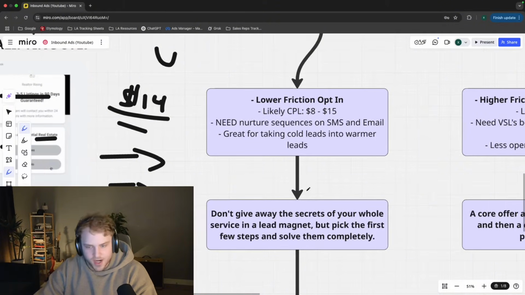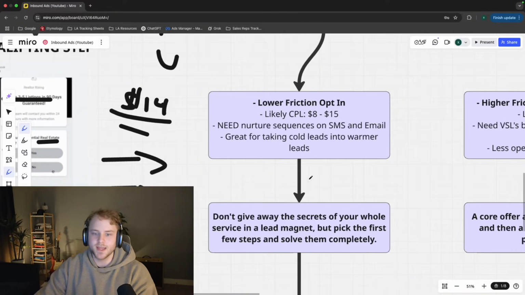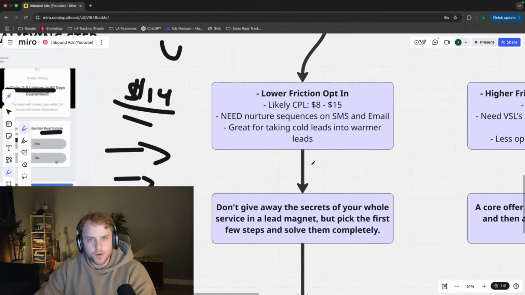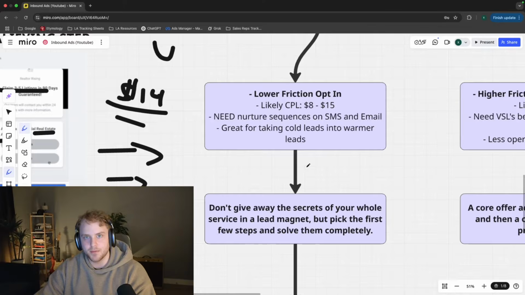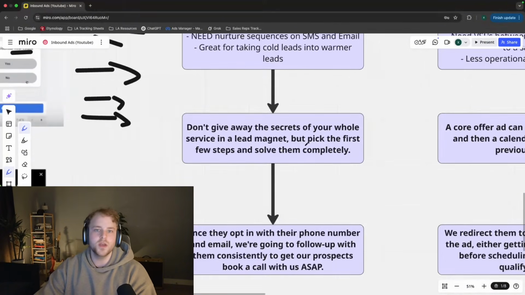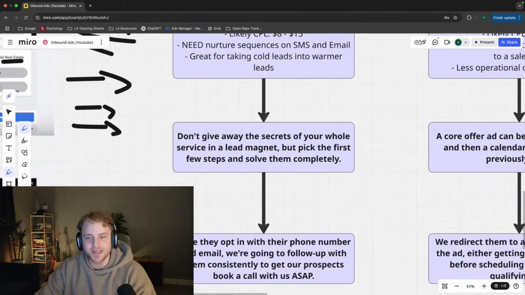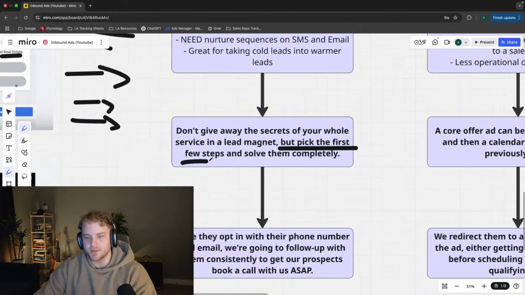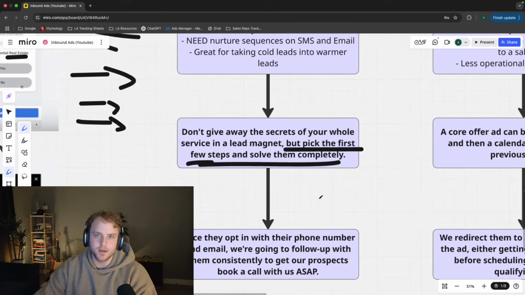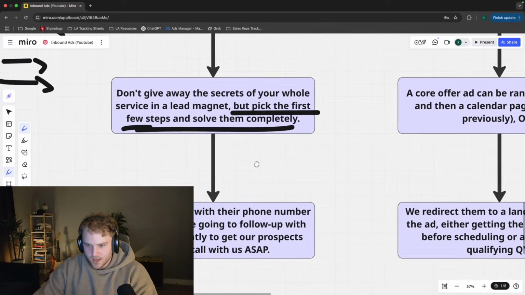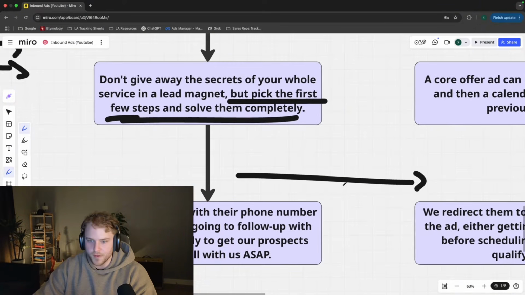When we warm them up, we're increasing their interest and getting them convinced of certain beliefs we need them to believe. We're getting a few problems of theirs solved, so then we can actually sell them on the service, which they would need after solving the first few steps. What you don't want to do is give away the secrets of the whole service, everything that you do and how you do it, in the lead magnet. But you're going to pick a few steps and solve them completely.